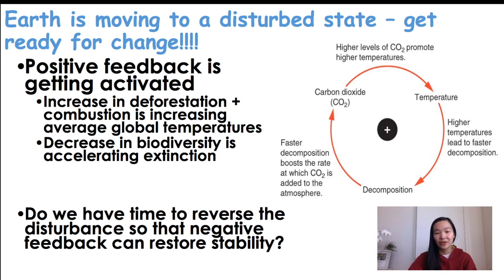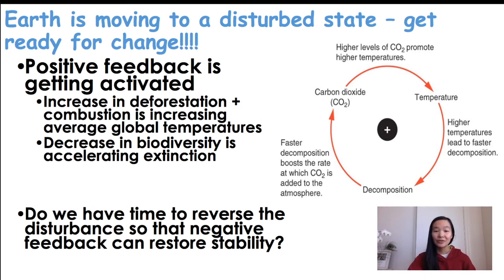But it's really important to continue to have hope and believe that just because the Earth is being disturbed and moving towards a disturbed state and moving away from stability, it's not like all hope is lost. We still have time and we have the ability to make changes to reverse some of the damage that's already been done.